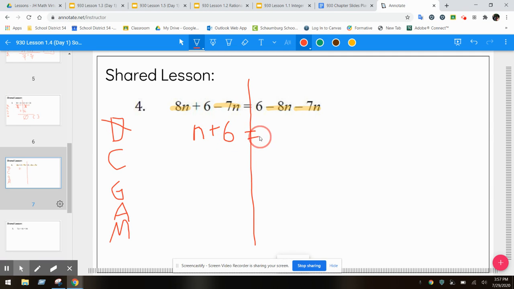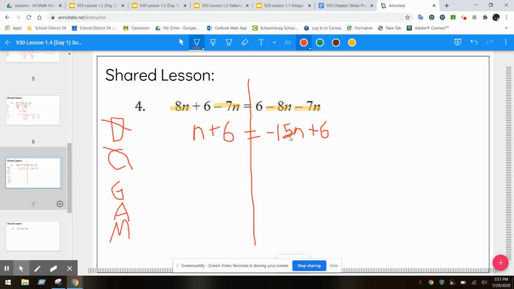Then I get negative 8n minus 7n. I get negative 15n plus 6. I could have written that as 6 minus 15n. It would have been the same. I just chose to write it that way. Again, it doesn't matter. Combine like terms, just did it. Get variable on one side. Yep, pick on the little guy.